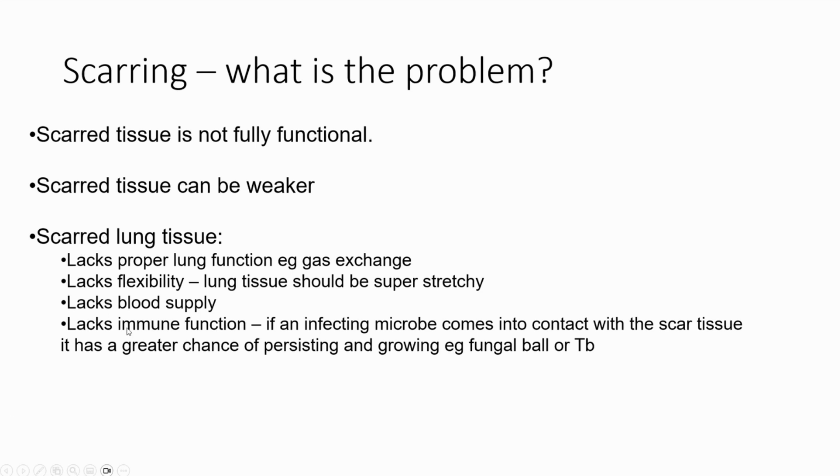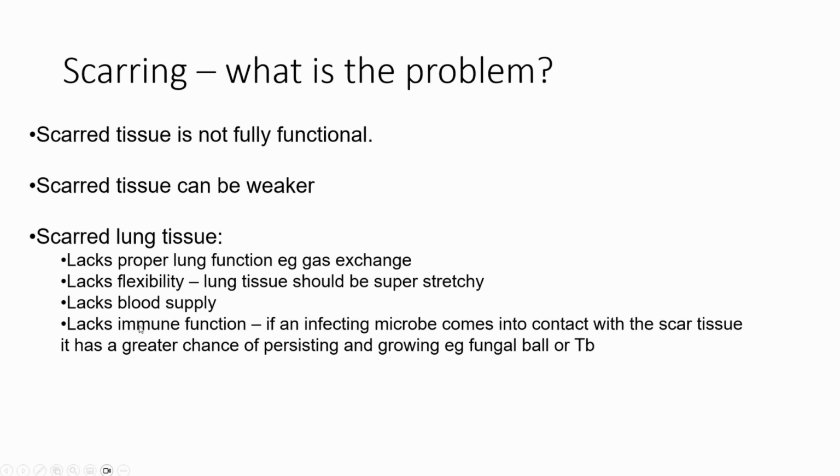This lung tissue cannot do all the normal things. Gas exchange, it's not flexible anymore because lung tissue has to be super stretchy. If you try and stretch one of those tendons from the chicken or the turkey, they won't move. It's like a piece of rope, it won't stretch. Doesn't have any blood supply, which is what's important in this context, because if you don't have much of a blood supply, then you don't have much immune function. So this has effectively become a physical weakness in your lungs, but also a weakness for infection.